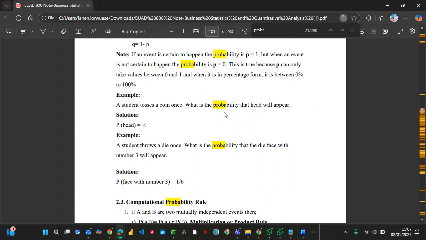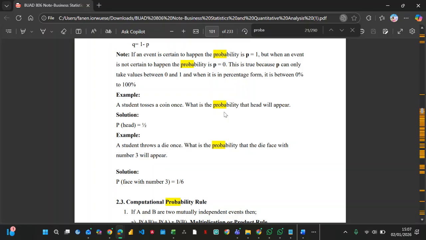You should know. Now look at the example of the probability here. Say a student tosses a coin once. What is the probability that the head will appear? It's just 1/2 because the total outcomes of a coin is two. If I toss a coin, the probability that I will get a head is 1/2, and the probability that I will get a tail is also 1/2. Do you understand?